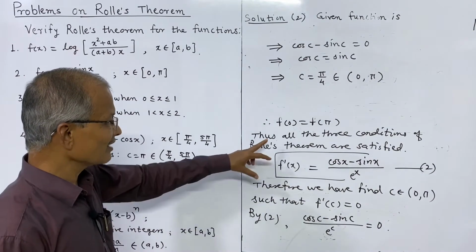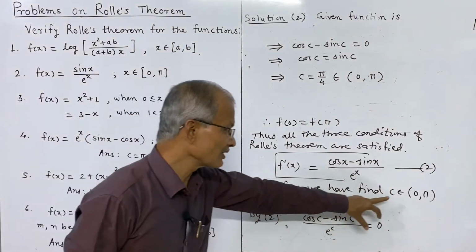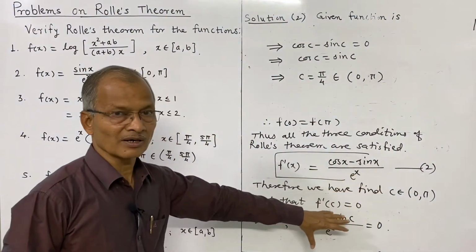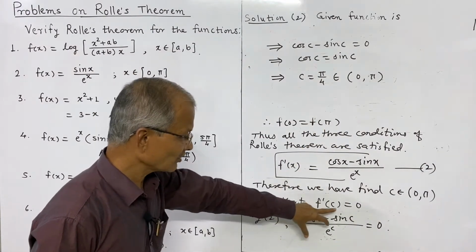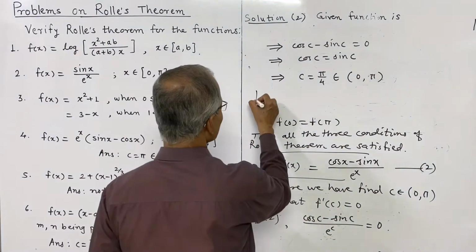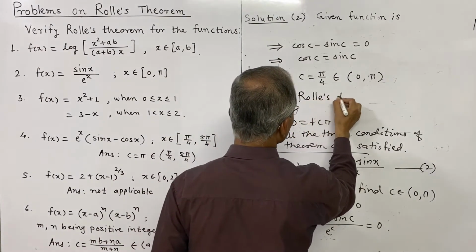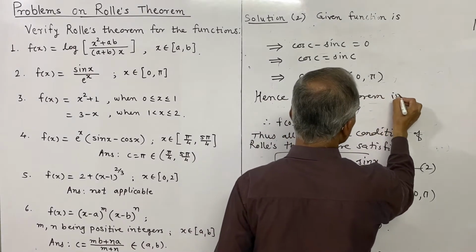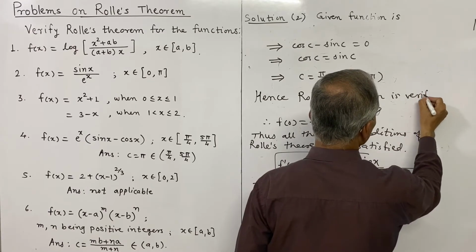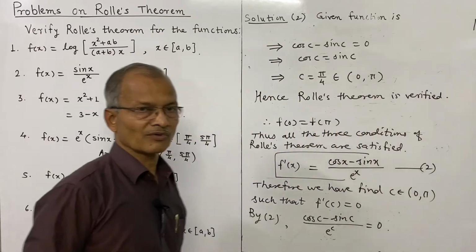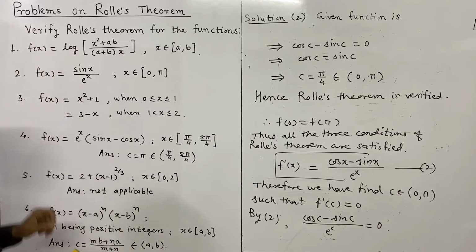After satisfying the three conditions of Rolle's theorem, we have obtained the value of C in the given open interval 0 to pi such that f dash of C is equal to 0. Hence, Rolle's theorem is verified. And this completes the solution. So exactly the same procedure we used for the first problem and the second problem. Now what about the third problem?